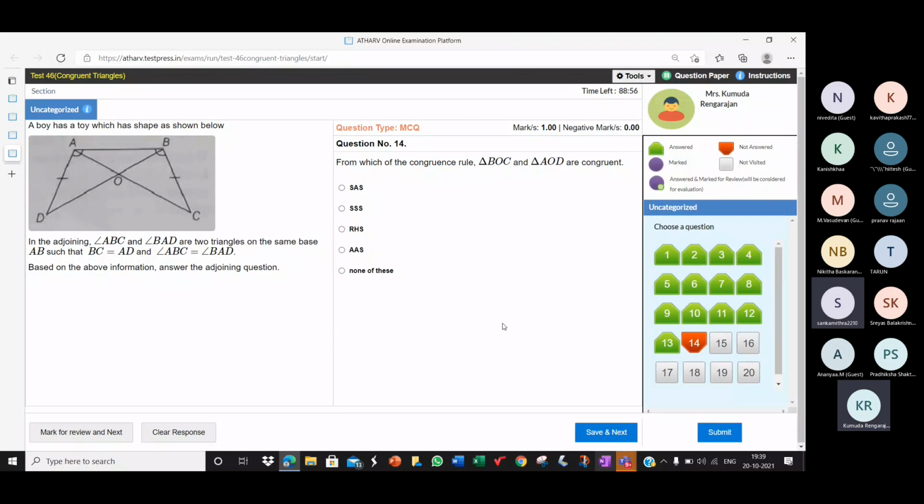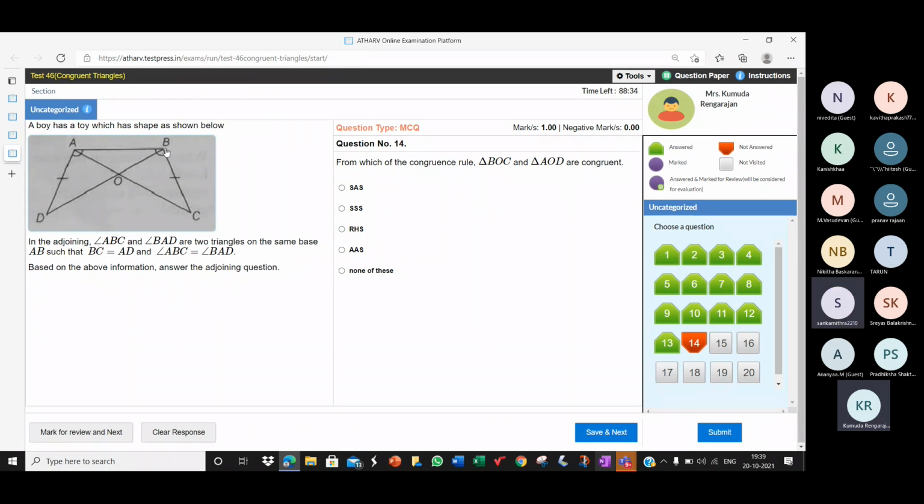No, that part I'm not getting it. Let me repeat what you said. You're saying this angle, this full angle, is equal to this full angle because it's given. Yes, ma'am. Yeah, you're right. Okay. After that, I didn't follow.